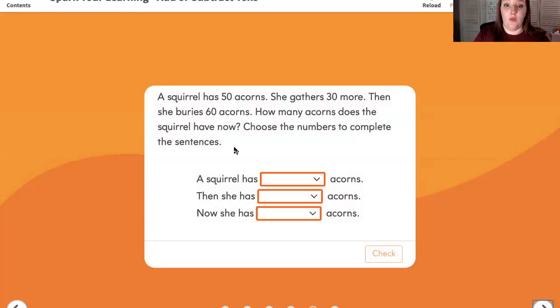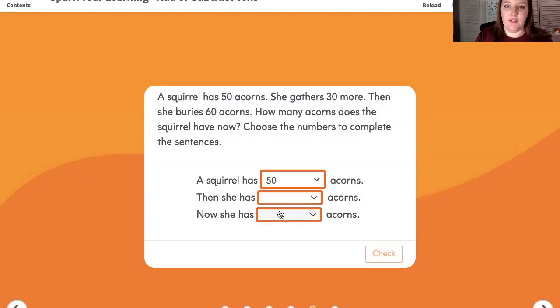All right, so now they're going to have us put it in here. A squirrel has 50 acorns. She gathers 30 more. Then she buries 60 acorns. How many acorns does the squirrel have now? Choose the numbers to complete the sentences. So a squirrel has how many? Did she start with 20, 50, or 80? If we look up here, it says a squirrel has 50 acorns. So she starts with 50. Then she has blank acorns, 20, 50, or 80.